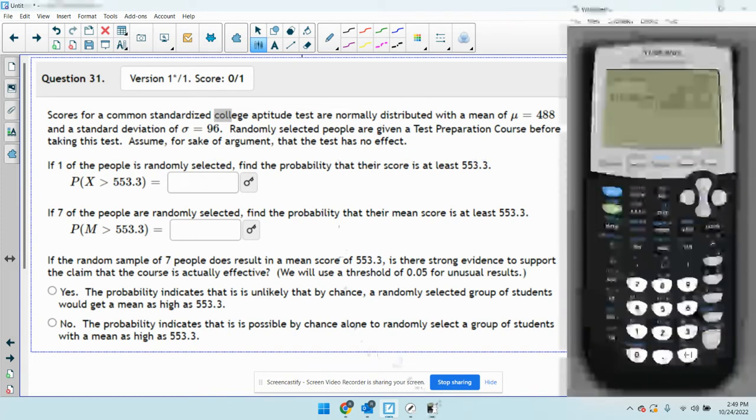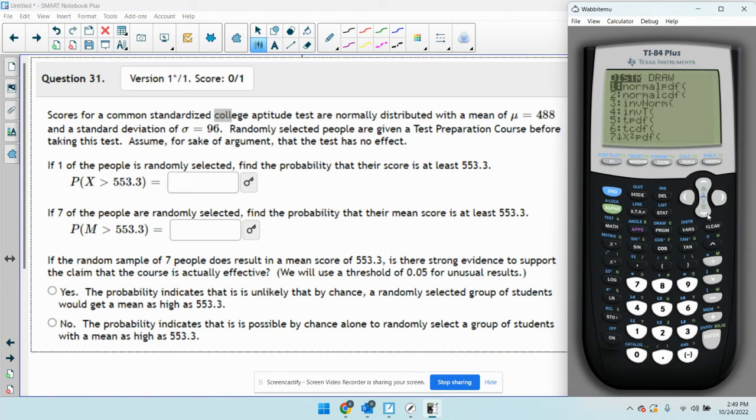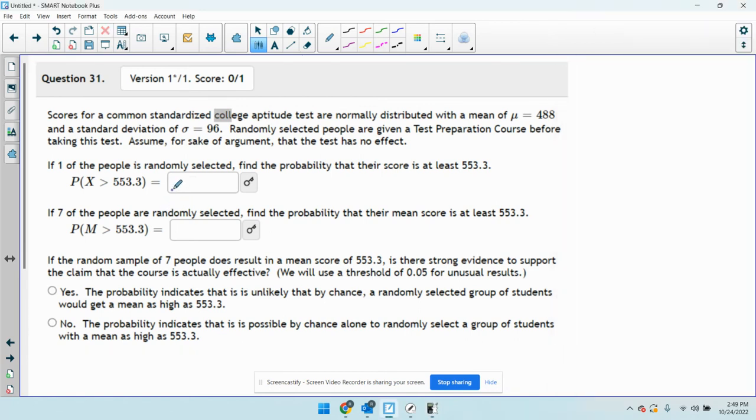We're looking for the probability. We're going to do second distribution, normal CDF, at least 553. So 553 or larger. So our lower bound is 553. There is no upper bound, so we just put a large positive number in. Our mean is 488, and our standard deviation is 96. So we get the probability is 0.2482.